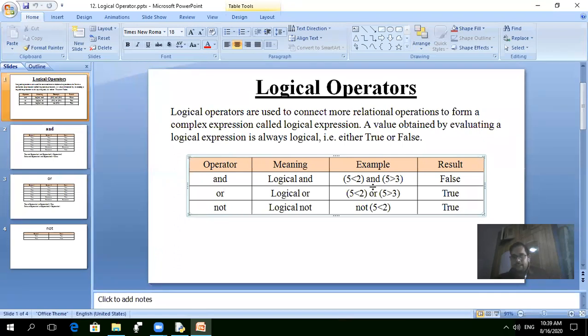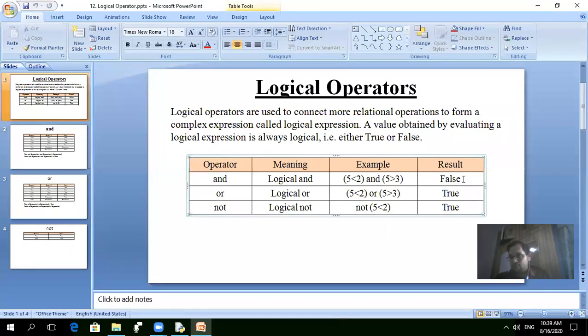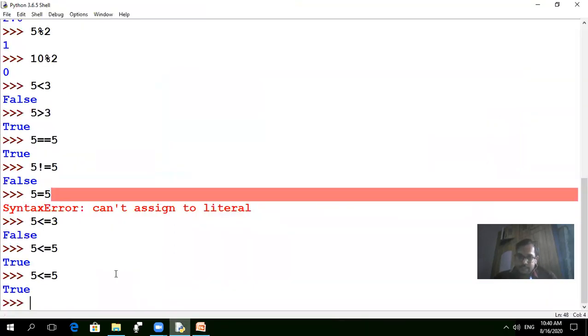See some examples in this table. 5 less than 2 and 5 greater than 3. According to this, the first is false because 5 is not less than 2, but 5 is greater than 3 is true. So the first is false and the second is true, so the final result is false. Now it is clear. In case of and, we need both the conditions true. When both the expressions are true, then only the result will be true. Otherwise, the result will be false.